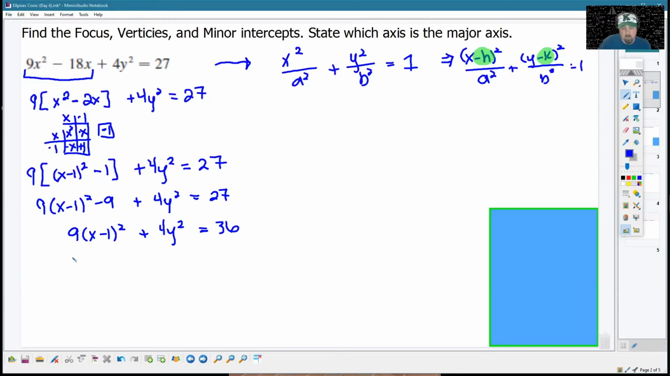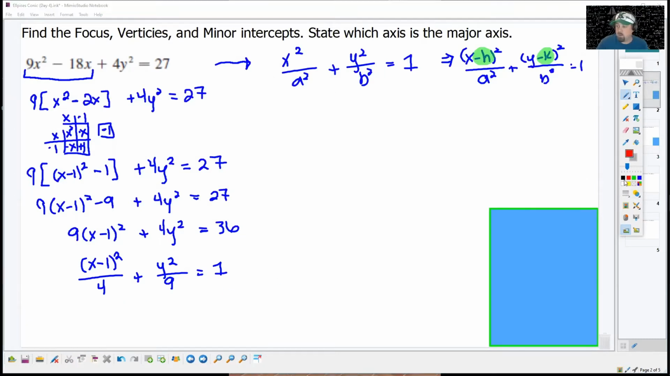So when we divide everything by 36, this is going to be (x minus 1) squared over 4 on the bottom, plus y squared over 9 equals 1. So that's how we complete the square and get this down into here. Once we get to this spot, we're right back to where we were yesterday.